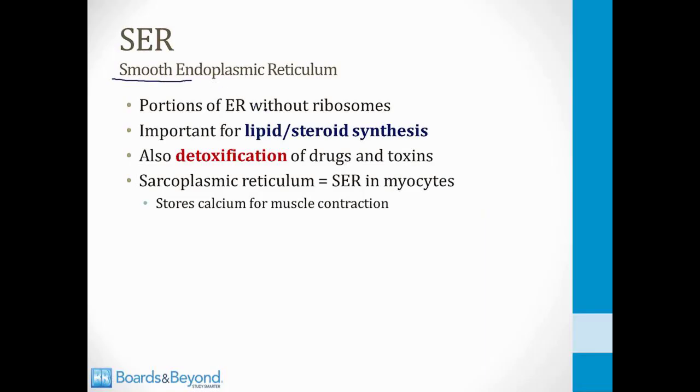This is the portion of the endoplasmic reticulum without ribosomes. Hence, the surface is smooth instead of rough. And this portion of the endoplasmic reticulum is important for lipid and steroid synthesis. It's also important for detoxification of drugs and toxins. And you may have heard of the sarcoplasmic reticulum in muscle cells. The sarcoplasmic reticulum is the smooth endoplasmic reticulum in myocytes, and this is very important for storing calcium that will be used to generate muscle contractions.